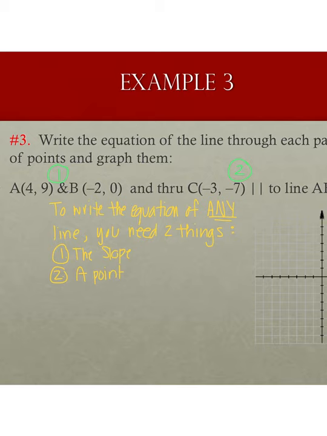A lot of times kids think it has to be the y-intercept. That is a very specific point. It doesn't have to be the y-intercept. It could be any point. Okay, so hopefully you paused it and wrote it down. Let's go ahead and do this problem now.